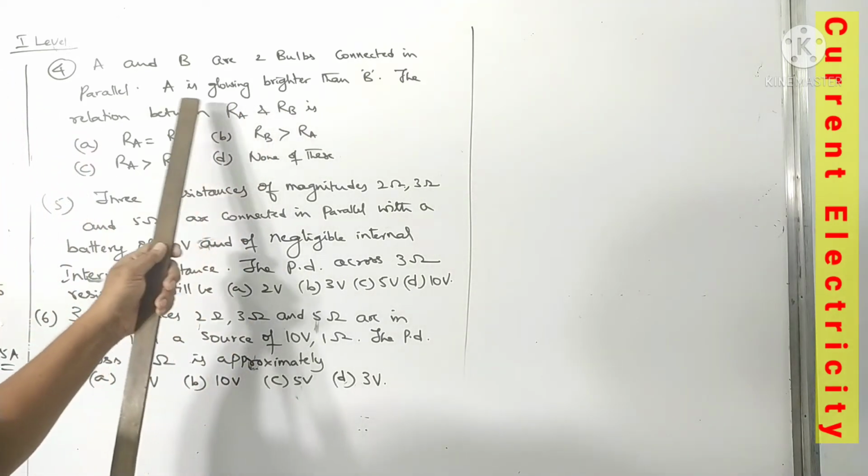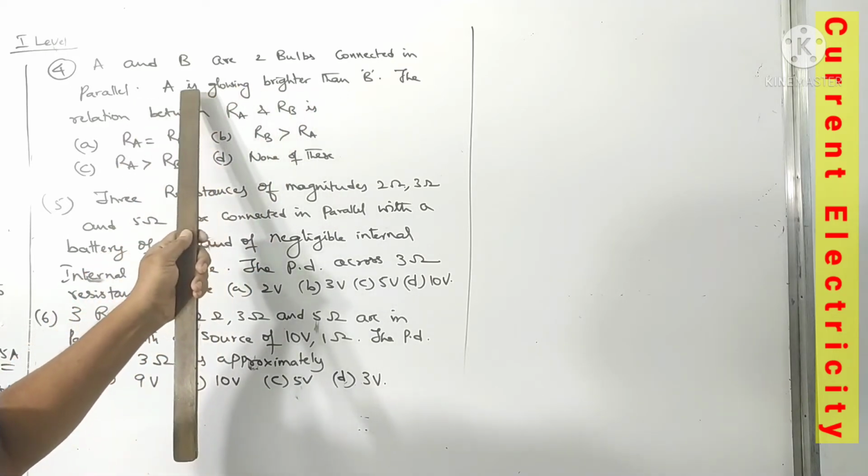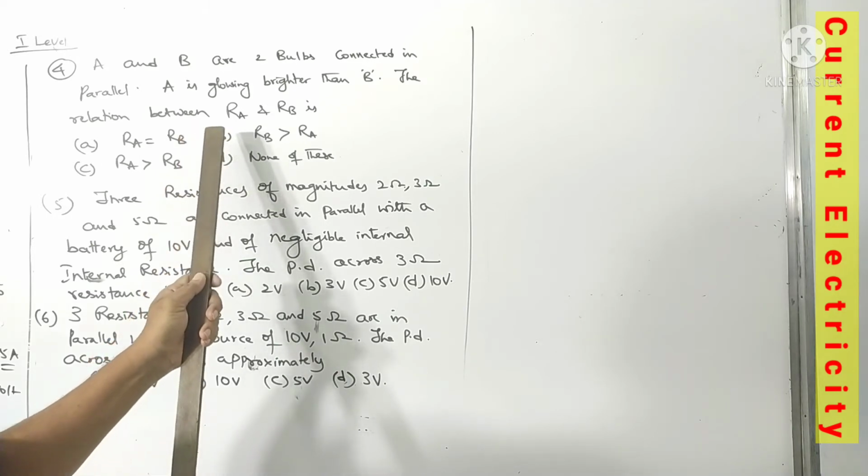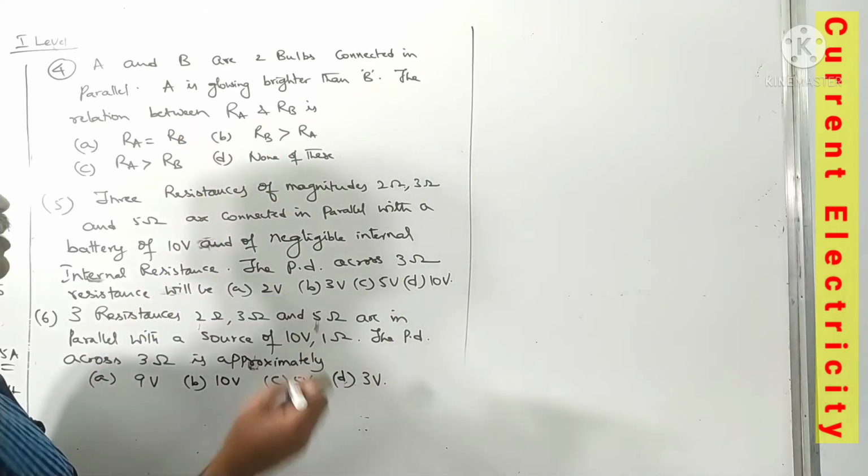Here the one which is glowing brighter is A, therefore its resistance must be less. So RA is less than RB, or RB is greater than RA. Option B is the answer.